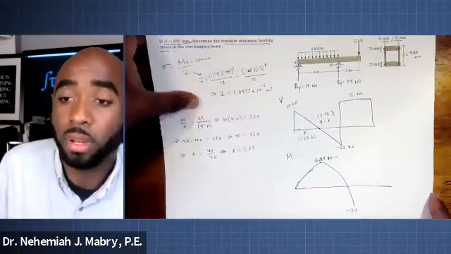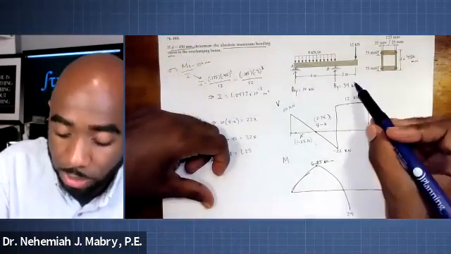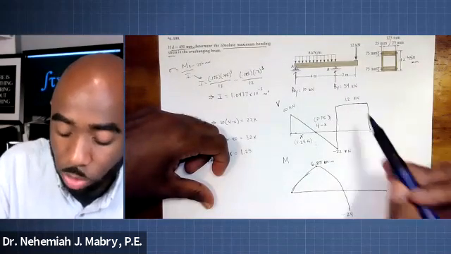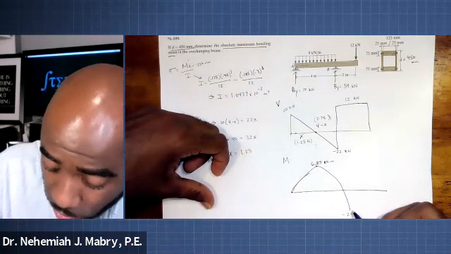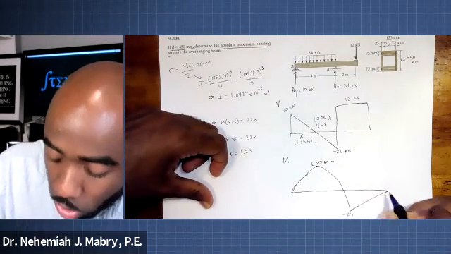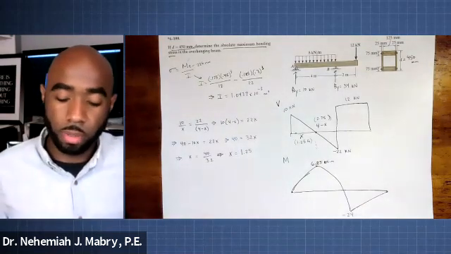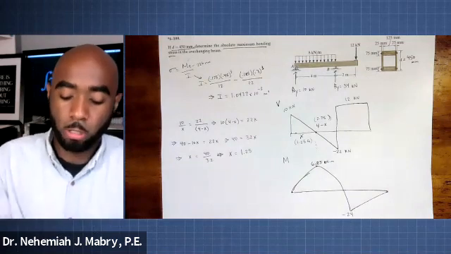Negative 24. I'll show that, scoot that up to you. And then we have here this last bit, 2 feet times 12. 2 times 12 is 24. And because that is a rectangle, it's just going to decrease at 1 order greater, back to 0. So that's our moment diagram. I hope that makes sense to you all.